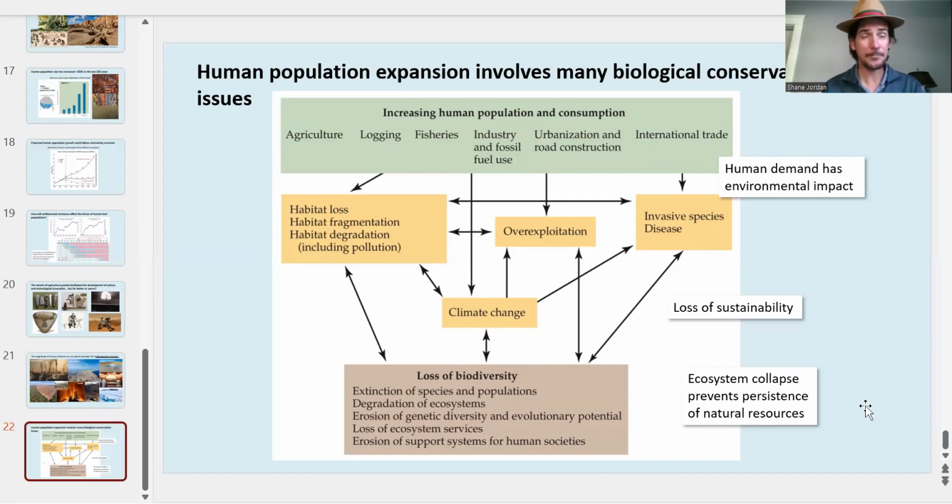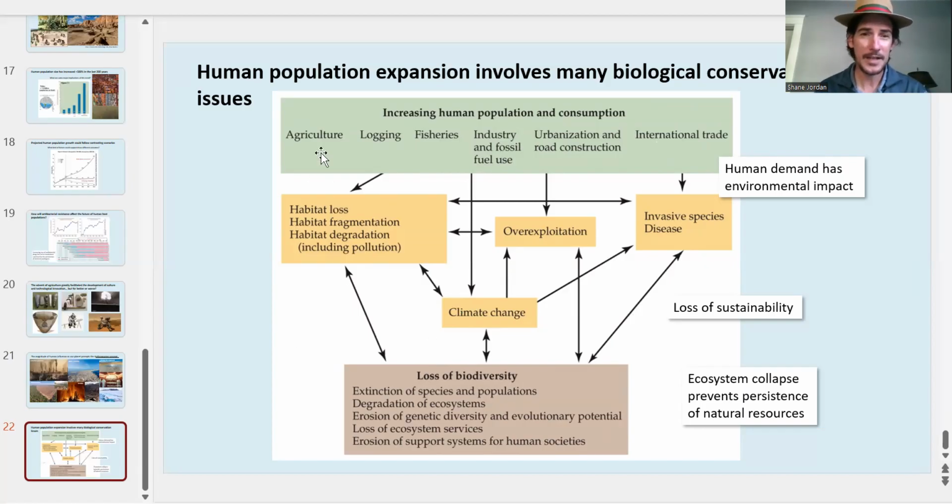Increasing urbanization, expanding cities, increasing road construction, railway construction. As human populations grow, people are going to need places to live, and this is going to require building more infrastructure. And things like international trade across the globe. All of these demands that go hand in hand with increasing human population and consumption have an entire array of downstream effects that have all kinds of interesting interacting feedback loops, or interacting feedback networks, I should say.